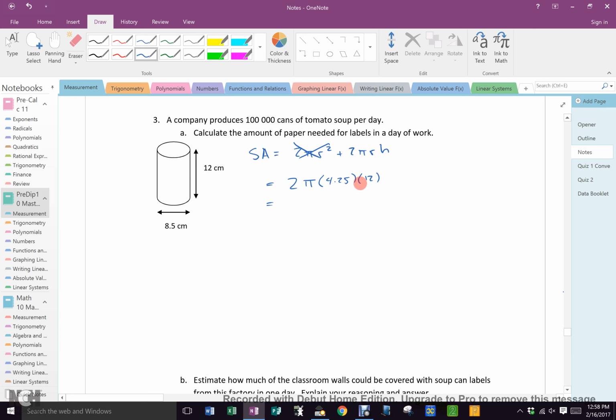Don't do that. Leave it as pi. There's a reason. 2 times 4.25 times 12. What do you get? You can use your calculators. You should be using your calculators. This is practice. I don't know why I'm not hearing the sound of calculators clicking. 102. Thank you.